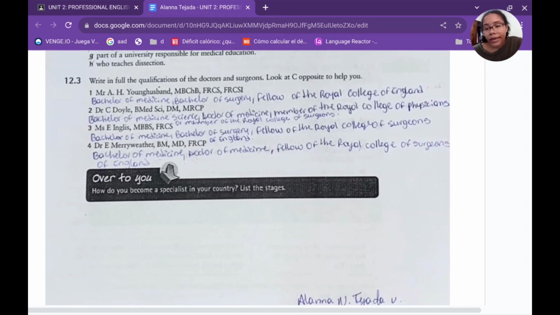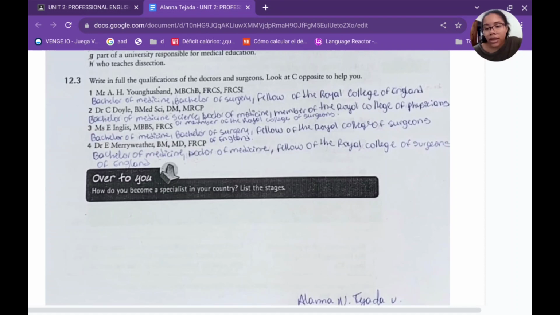MBChB, FRCS. Bachelor of Medicine, Bachelor of Surgery, Fellow of the Royal College of Surgeons of England. Dr. C. Dolly, BMedSci, DM, MRCP. Bachelor of Medical Science, Doctor of Medicine, Member of the Royal College of Physicians, or Member of the Royal College of Surgeons.